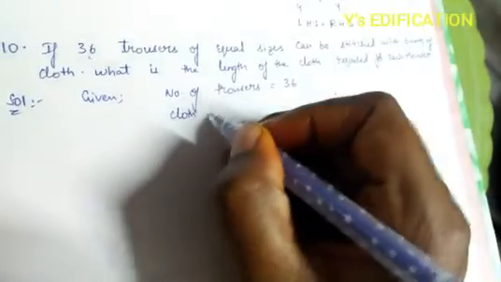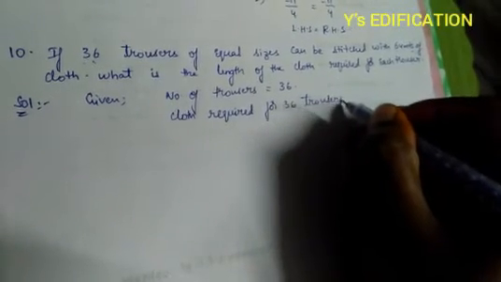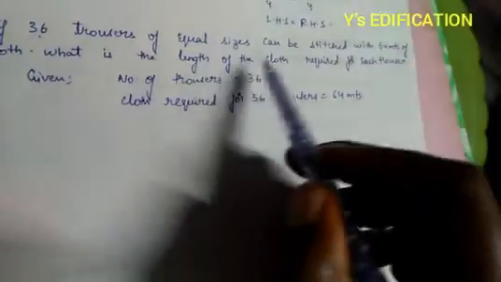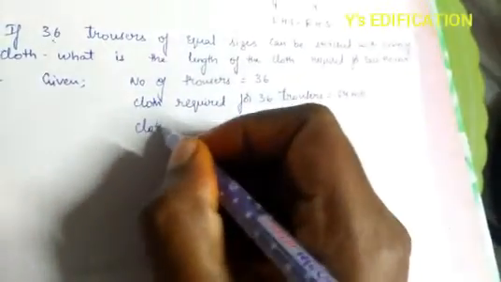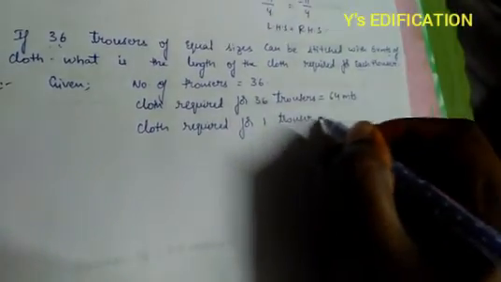Number of trousers is 36. Cloth required for 36 trousers is 64 meters. We have to find the length of the cloth required for each trouser, that means one trouser. So cloth required for one trouser is 64 by 36.